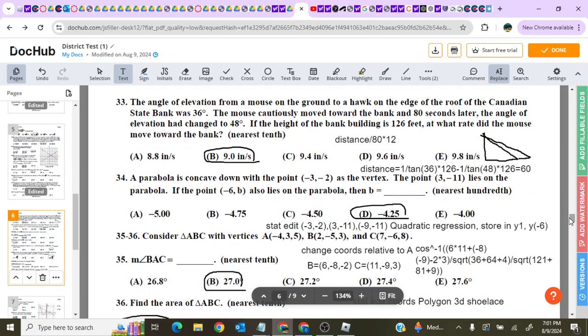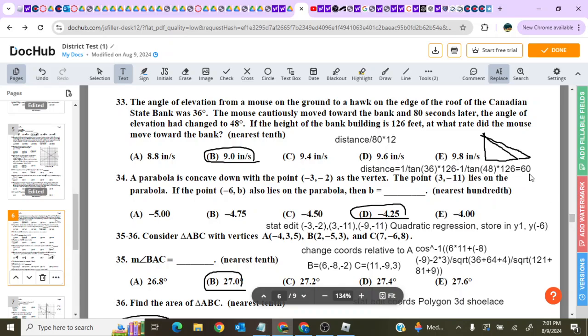33, the angle of elevation from a mouse on the ground to a hawk was 36 degrees. Then the mouse moved cautiously and reached an elevation of 48 degrees. At the height of the building, 120 feet, at what rate did the mouse move towards the bank?